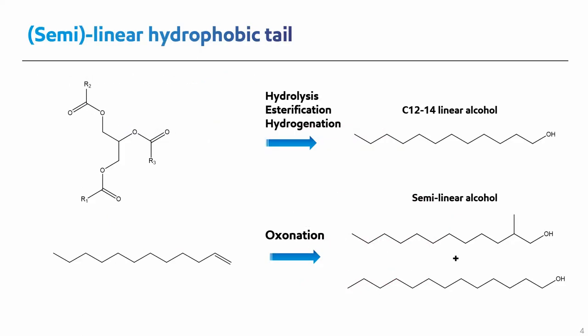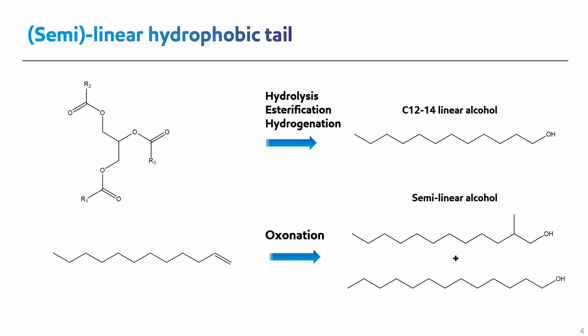Let me now introduce the typical linear and semi-linear hydrophobic tails used in the surfactant industry. Hydrophobes with chain lengths of 10 to 15 carbons are a good compromise in terms of solubility and detergency. The first types are fully linear alcohols produced from triglycerides, which are first hydrolyzed, esterified, and finally hydrogenated to yield a mixture of C12 and C14 100% linear primary alcohols.